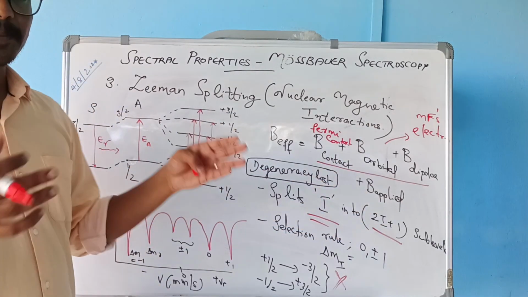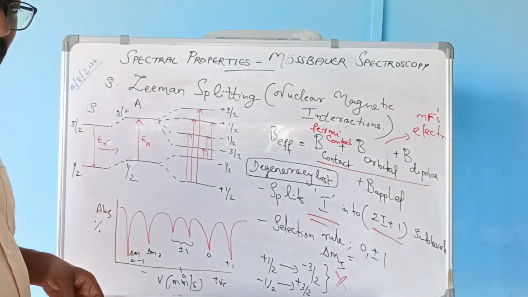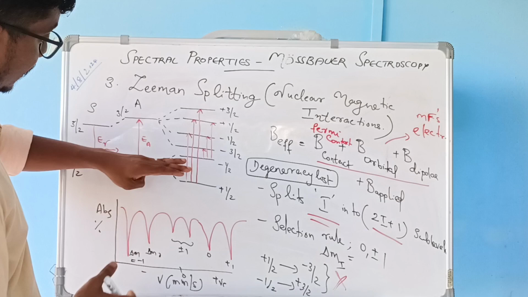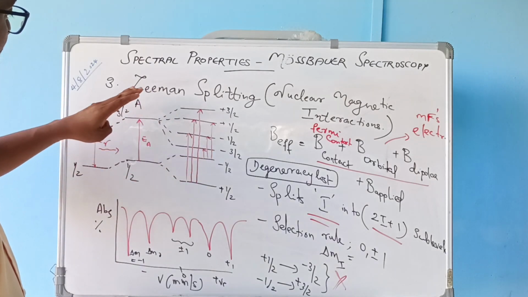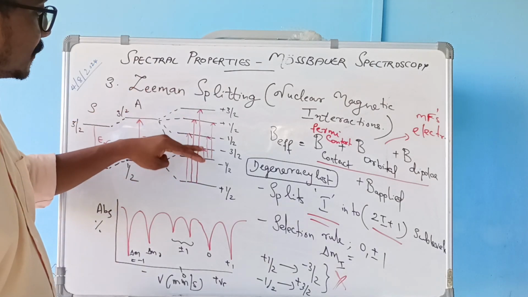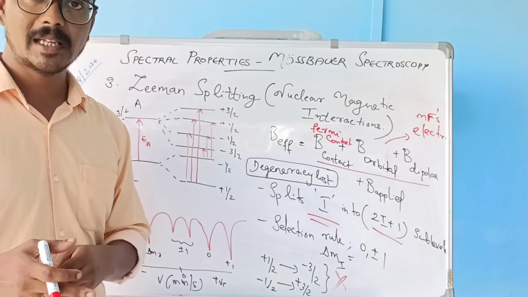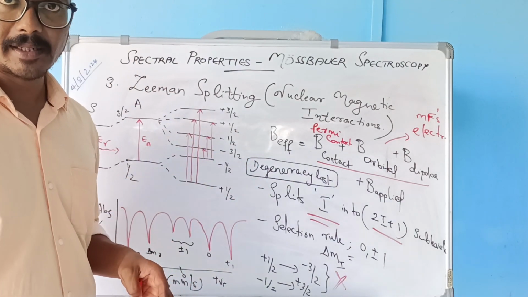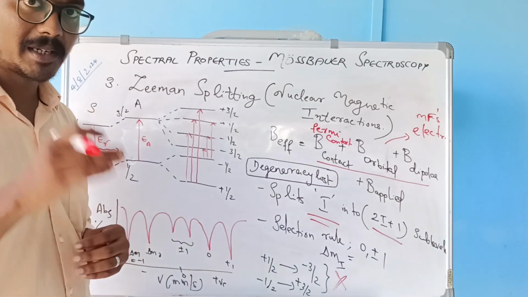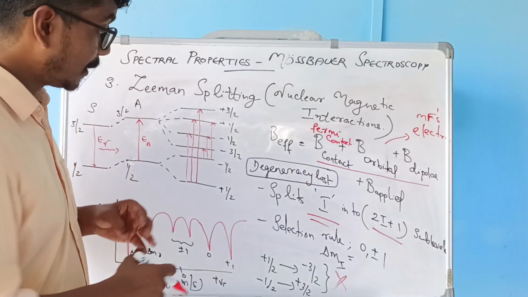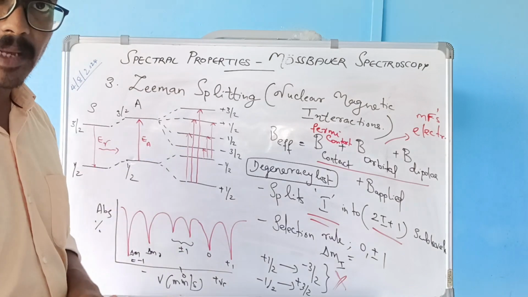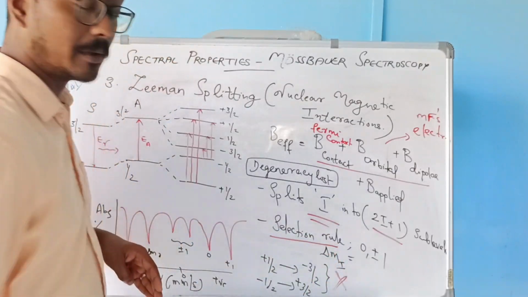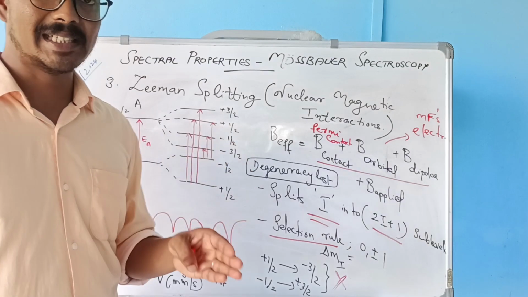So what exactly is the spectrum we will obtain? From this observation, the ground state is split into 2 and the excited state is split into 4. So we can say without any doubt that there are 4 spectral lines, right? 4 spectral lines we will obtain. But no, that's not true, because in the case of Zeeman splitting or magnetic interaction, we apply a selection rule. According to the selection rule, 0 or plus or minus 1 is the selection rule.